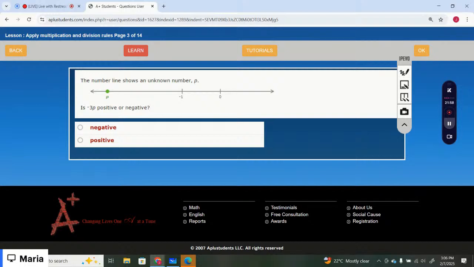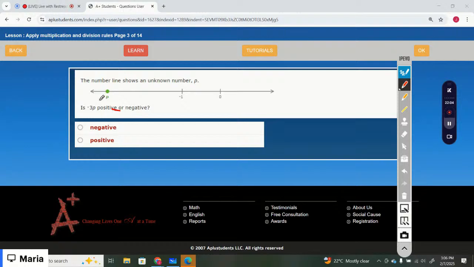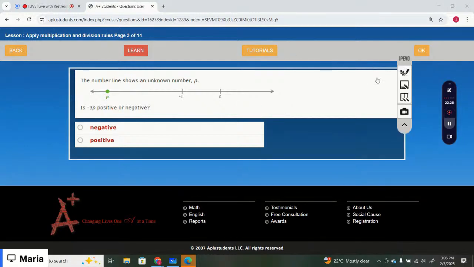The number line shows an unknown number P. P is on the left hand side of the zero. That means P is a negative number. Negative 3 times P. P is already a negative number, so negative and negative. When you multiply two negative numbers, the answer is always positive. Two numbers with the same sign, their product is always positive. Either both the numbers are positive, or both are negative. So the correct option is positive.